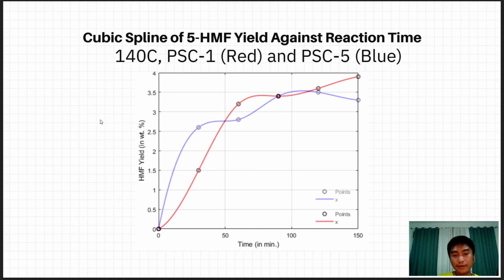So now, I was able to overlay these two plots together, and I did not actually see that at the 90-minute mark they had the same value at 3.4. So the cubic spline of 5-HMF yield against reaction time. At 140 degrees Celsius, PSC1 is in red, and PSC5 is in blue.